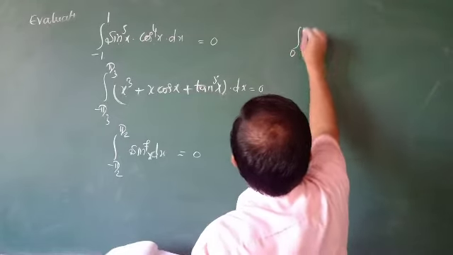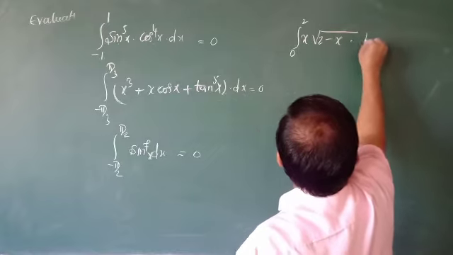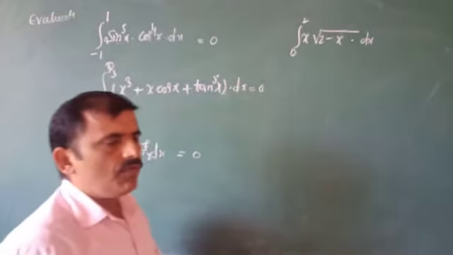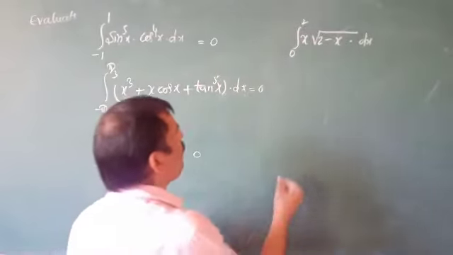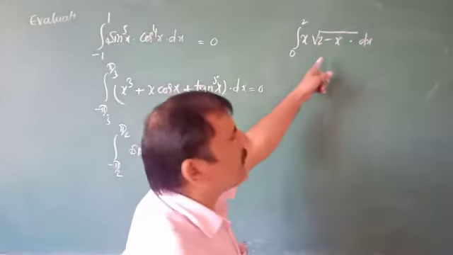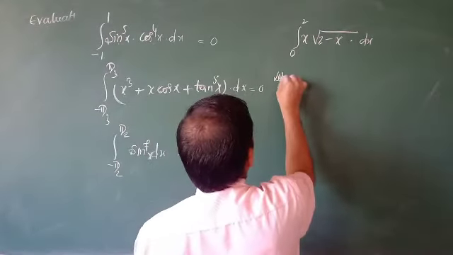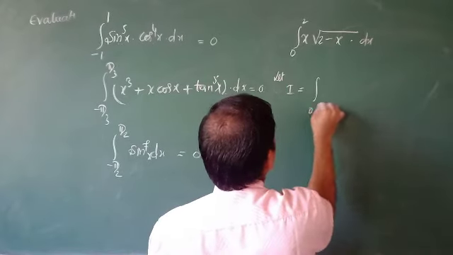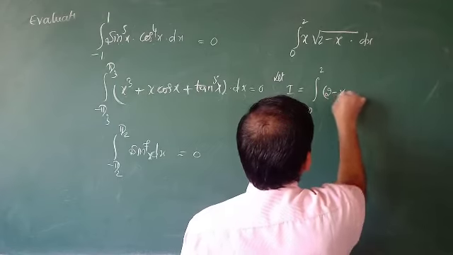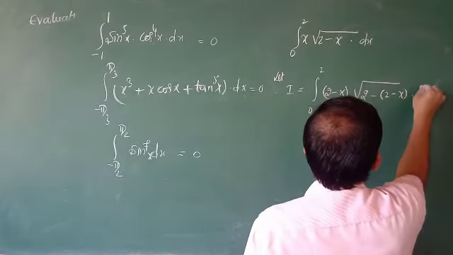The next one is the integral of 0 to 2 of x into square root of 2 minus x with respect to x. Evaluate the value of this. To find the value, if x is replaced by upper limit minus x, the value of the integral does not change. So let I is equal to integral of 0 to 2 of, x replaced by upper limit minus x, 2 minus x into square root of 2 minus (2 minus x) dx.